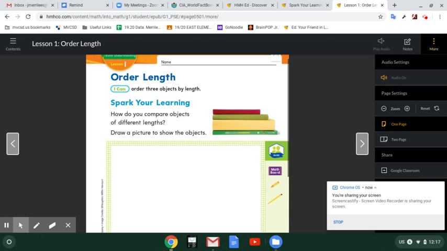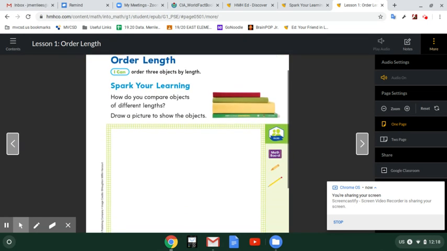And today we're starting on Module 17, Lesson 1, and I'm on page 481 in your math book. And the screen looks a little bit different because I want to go back and forth between two types of screens. Our I can statement today is I can order 3 objects by length. And this is not a really hard skill. I know that you guys can all do it, but you do need to take your time and think about what you're doing. So on this first page, they're just wanting you to find 2 objects and then draw a picture of those objects and label which one is shorter and which one is longer.